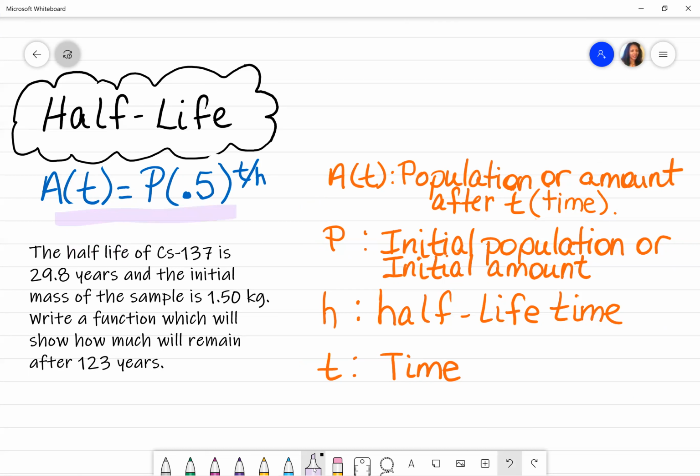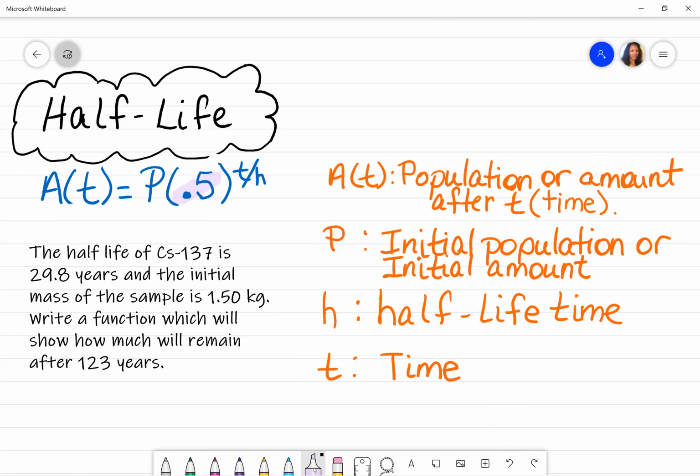formula that you're using. So A of T is still the same, P is still the same, T is still the same. The only thing that you see different is this time, instead of 1 plus or 1 minus, you actually multiply your P times half, which is 0.5. And then also on the outside, instead of just having your T as your power, it's actually T divided by H. H represents half-life time. So when you are going through and you're looking at your actual wording, look for half-life.